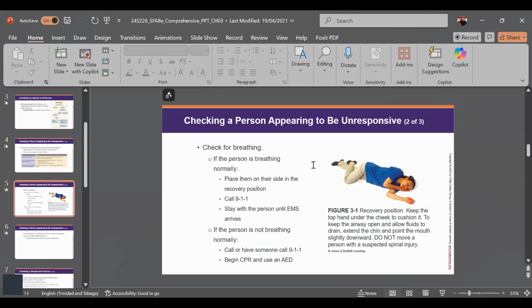Check for breathing. Look for rise and fall of the chest. Okay? Very, very simple. This is one of the easiest things to do. For breathing, look for rise and fall of the chest. Okay? If the breathing is normal, in a regular pattern, up, down, up, down, and you do not suspect a spinal injury, well, then we could turn them on the side. We don't want to attempt to do anything else with the unconscious person.